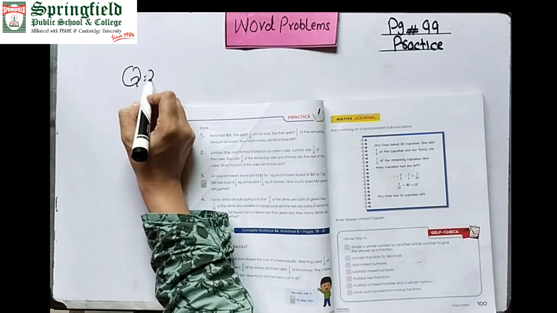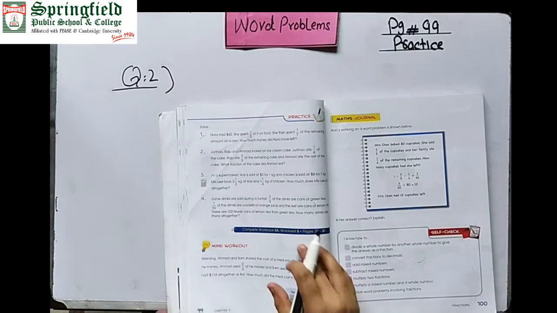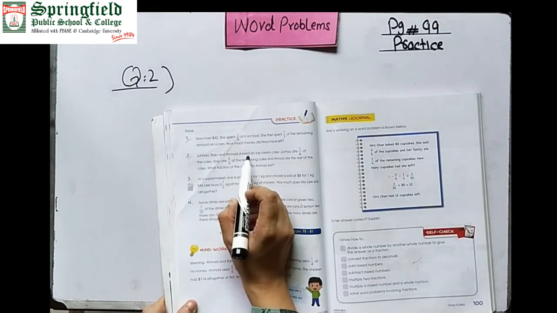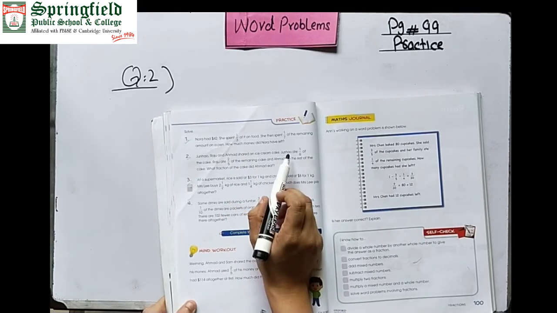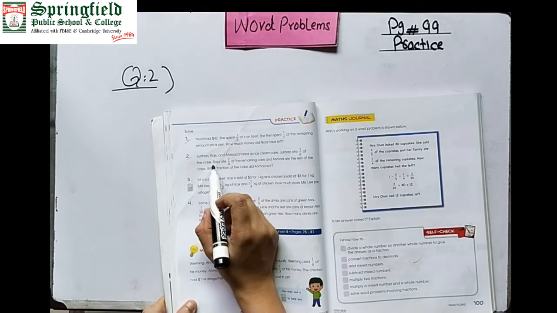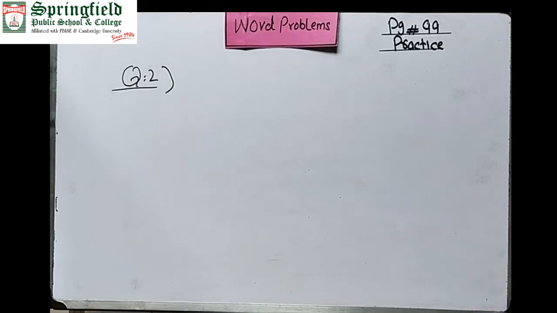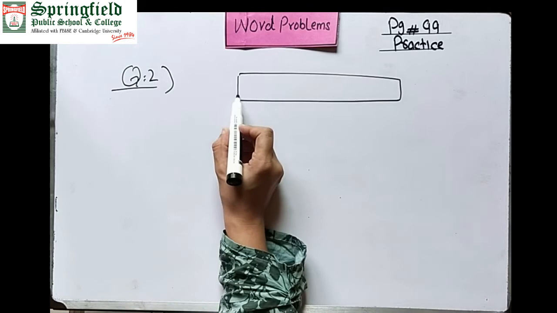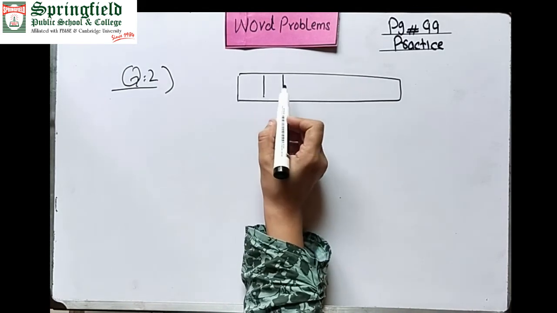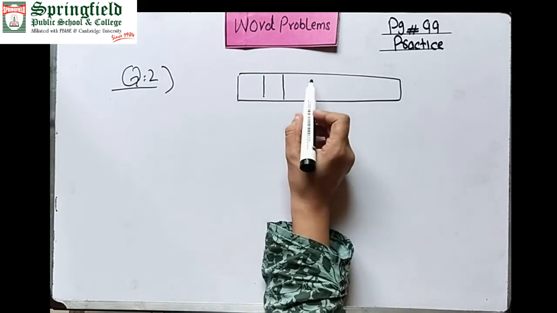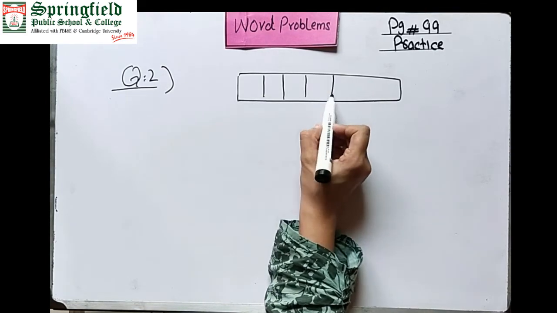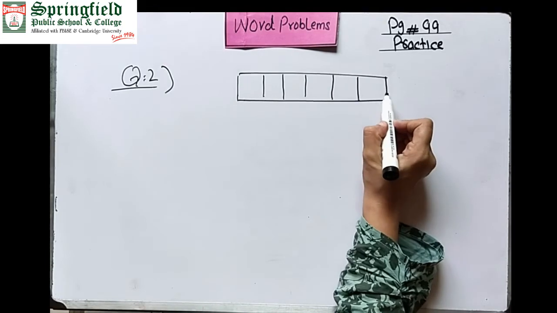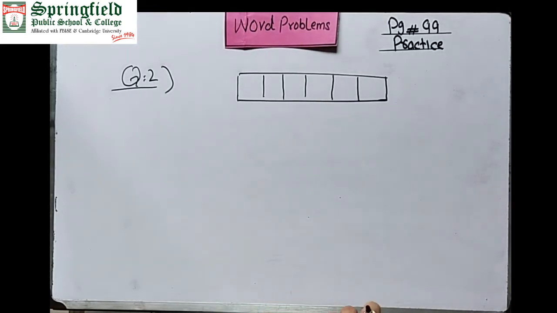Question number 2. Jano, Raju and Ahmed, there are 3 boys, shared an ice cream cake. Jano ate 1/6 of the cake. 1/6 means 1 out of 6. This means there are how many units? A cake is distributed into the 6 units: 1, 2, 3, 4, 5 and 6. Into 6 units, let's suppose.